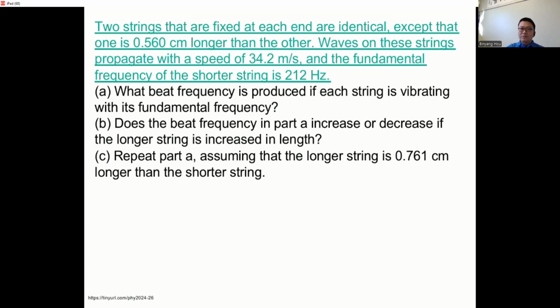And the fundamental frequency of the shorter string is 212. It's asking what beat frequency is produced if each is vibrating at its fundamental frequency. And then B, does the beat frequency in part A increase or decrease if the longer string is increased in length? And then repeat A, calculating with the longer string to verify whether your beat frequency actually increases or decreases. Okay.